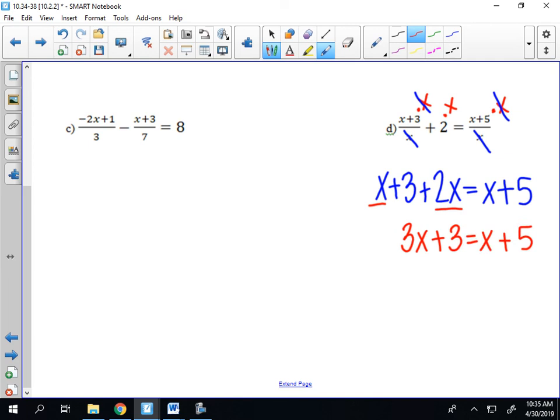Let's try to get all the x's together. So take away an x to cancel that, and then do it over here. So really I have 2x. And let's get the numbers to the other side. So I'll take away 3 from both sides. So 2x equals 2. Divide by 2, x equals 1.